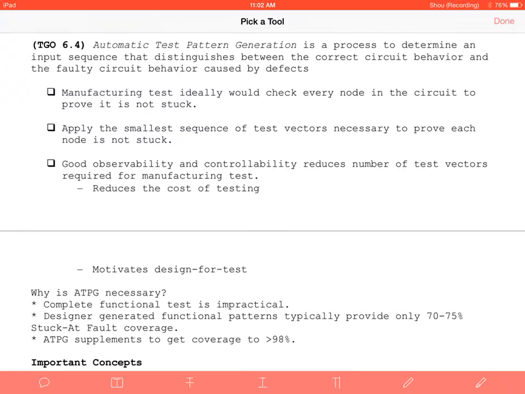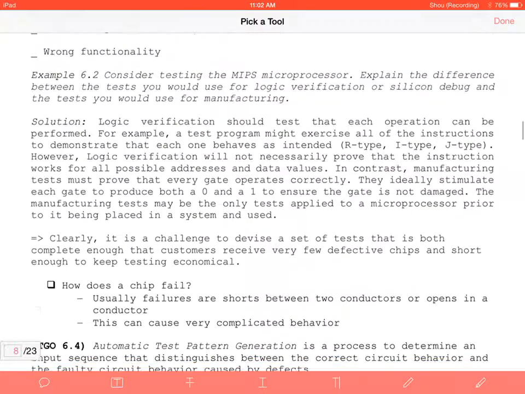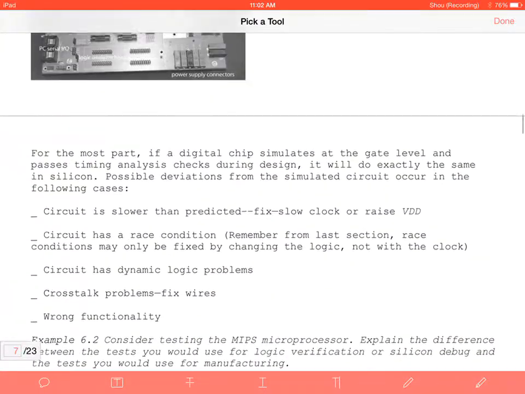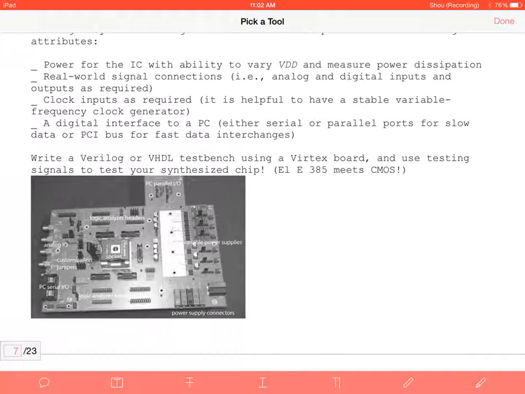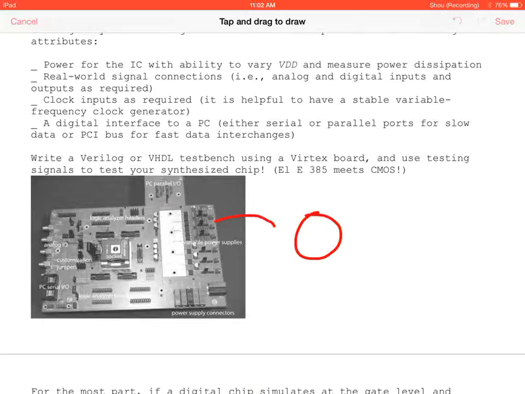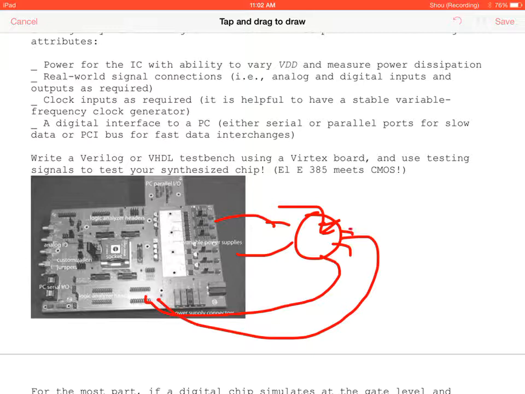Additionally, we went over this concept here of how do you actually do a test. So you can get a chip, you hook it up to some VHDL or Verilog code where you do some automatic test pattern generation, and you hook your chip up here to some pins, run some signals through, and you get some expected outputs, and then based on the signals you're getting back, you're able to actually determine whether or not your circuit's working properly.